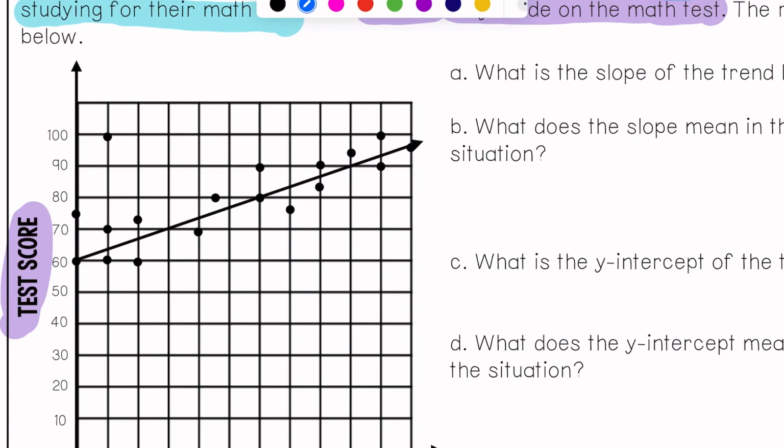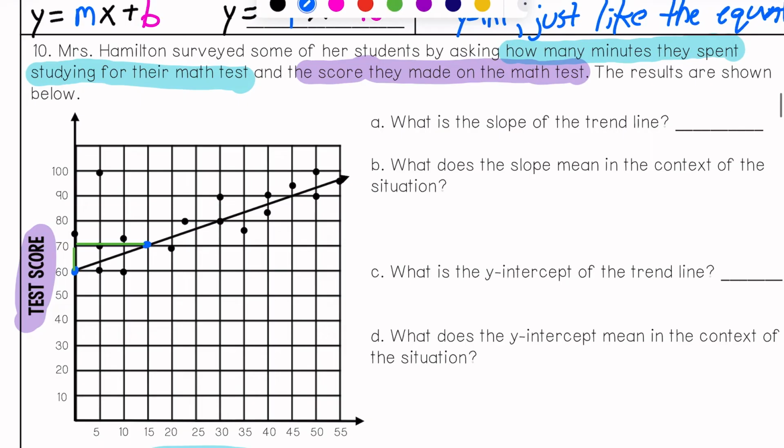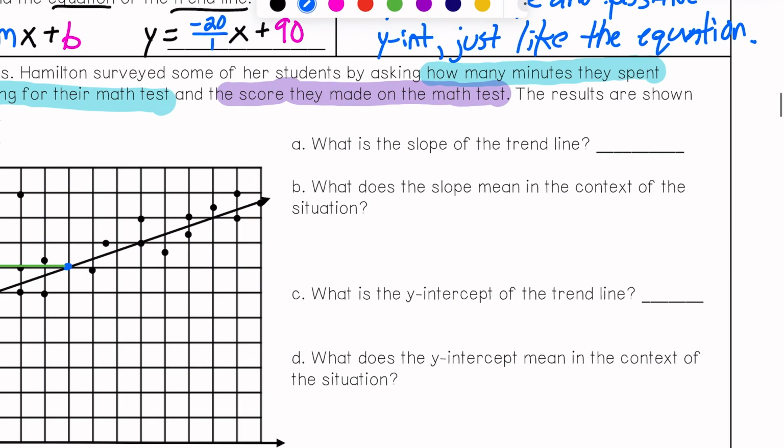So the first question, part A, says, what is the slope of the trend line? So I put those blue dots to help me find the slope. It looks like this is a positive slope because we had to go up and to the right. We had to go up from 60 to 70, which is up 10, and then to the right. Now, be careful, the x-axis in this question is going up by a bit more. So that was up 10 to the right 15. And make sure you simplify if possible. 10 divided by 15 is equivalent to 2 over 3.